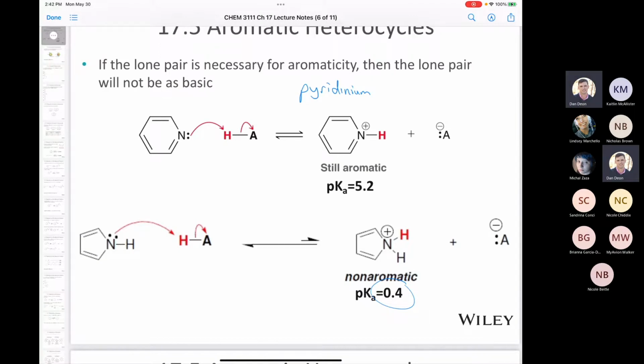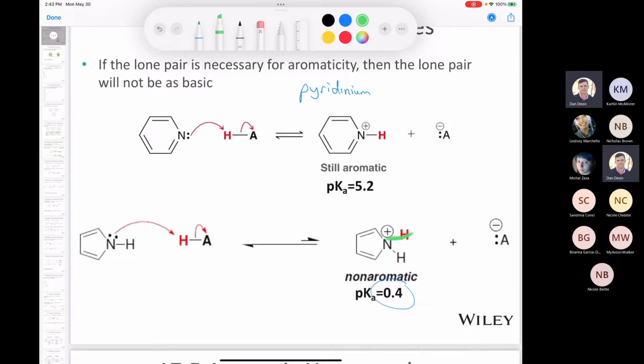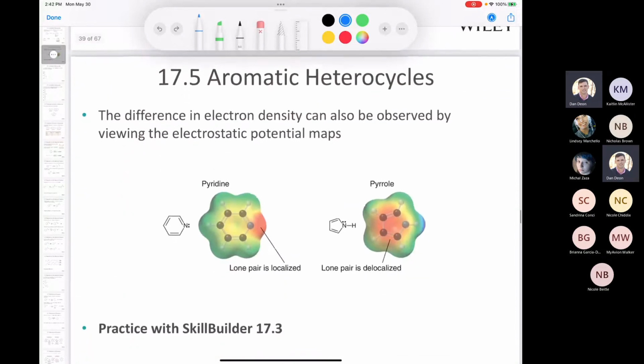Why? Because this thing is saying, I don't want this proton. Now that I've got this, I'm non-aromatic. I want to lose this thing big time, because then when I do, I become aromatic. And that is why this is just so acidic. Give me a thumbs up if that makes some sense to you. And stop me if you have a question. Okay, cool. Now, I know we don't spend a lot of time looking at electrostatic potential maps in organic chemistry in this class, but let's just take a gander here.